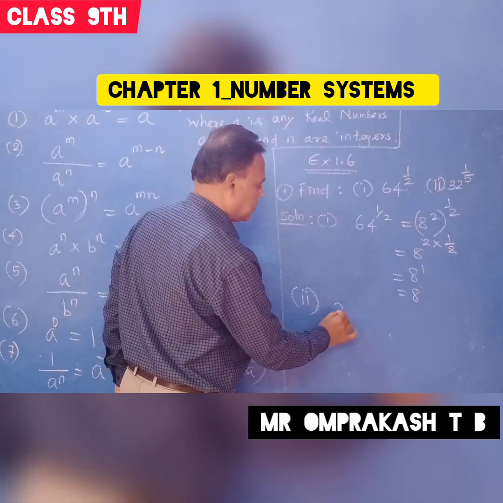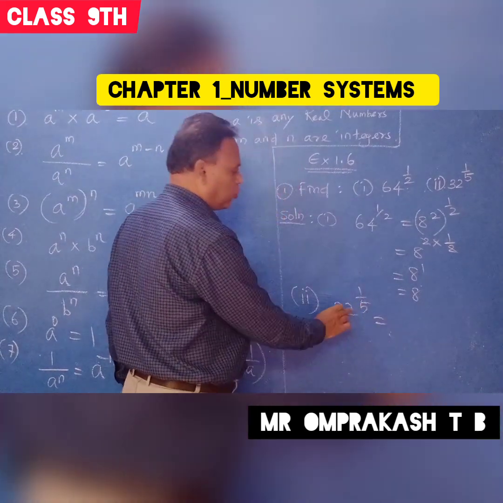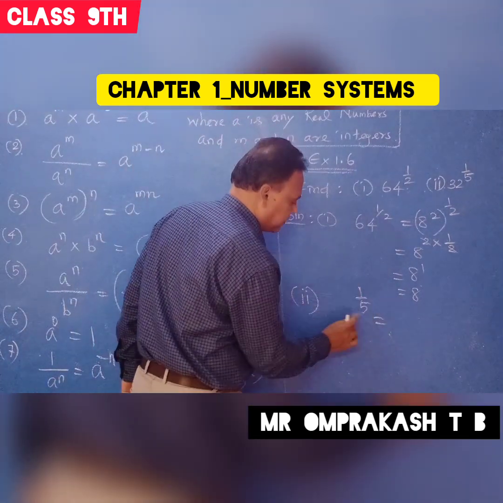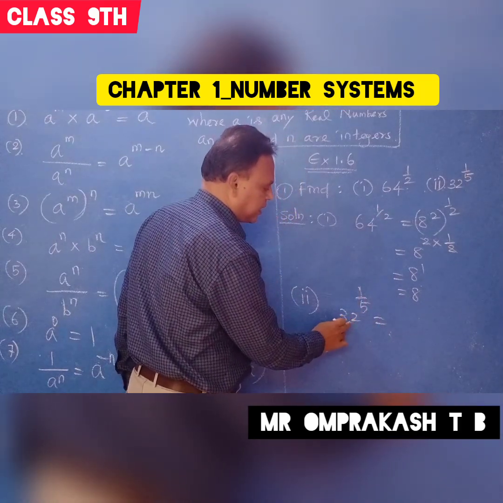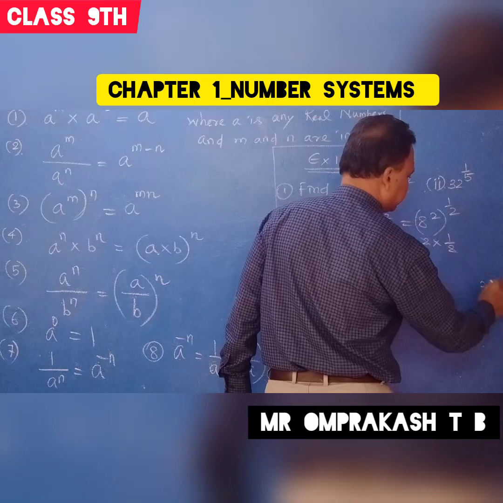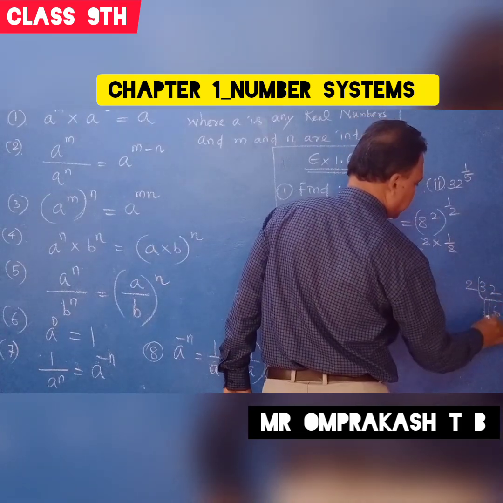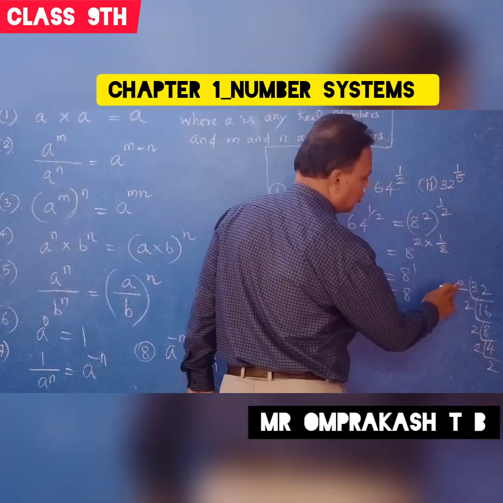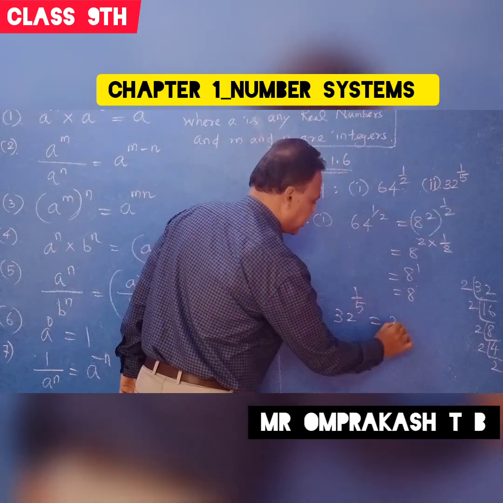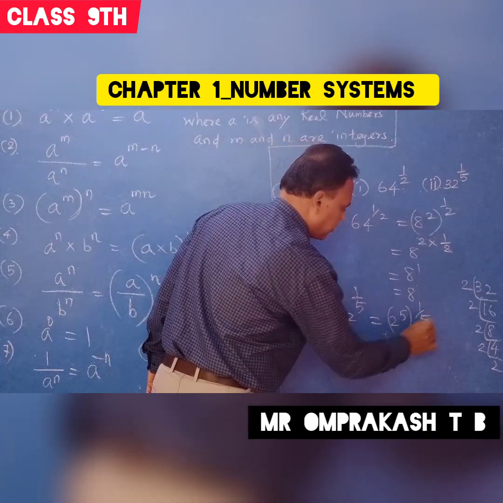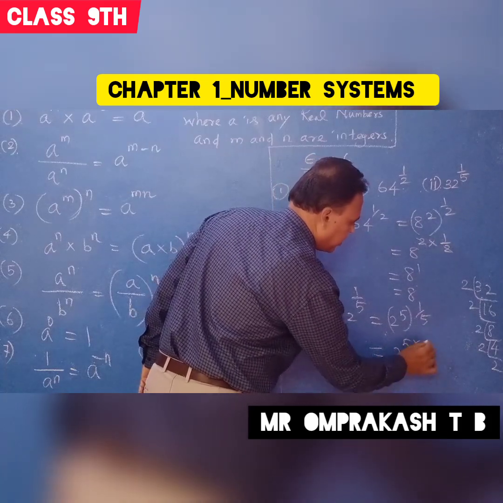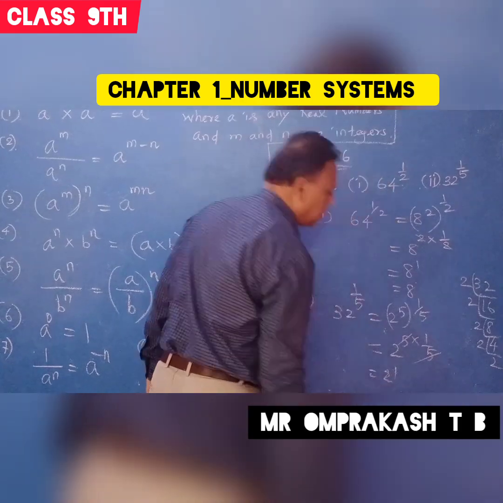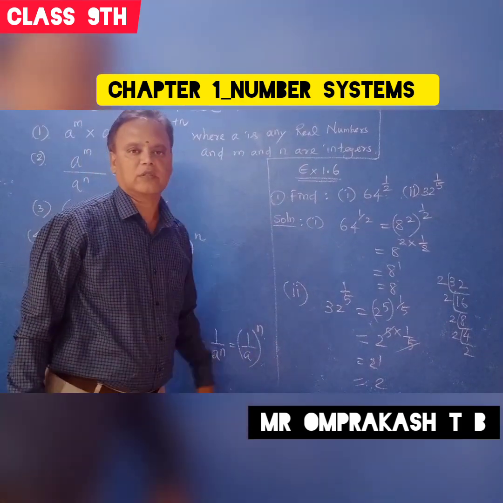Second one, you see 32 power 1 by 5. To make 32 a power of 5, you divide and see. 32 divided by 2 is 16. Again divided by 2 is 8. Again divided by 2 is 4. Again divided by 2 is 2. So 2 power 5. Easily you can remember. 32 means 2 power 5, whole power 1 by 5. Now power of power means multiply. 5 into 1 by 5. So 5 and 5 cut, 2 power 1. That is 2. Clear? So easily you can solve this.